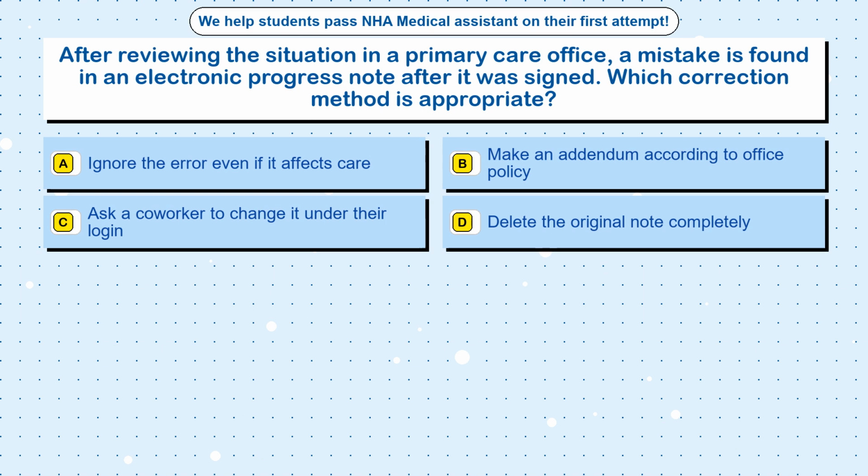Question 69. After reviewing the situation in a primary care office, a mistake is found in an electronic progress note after it was signed. Which correction method is appropriate? Option A. Ignore the error even if it affects care. Option B. Make an addendum according to office policy. Option C. Ask a coworker to change it under their login. Option D. Delete the original note completely.